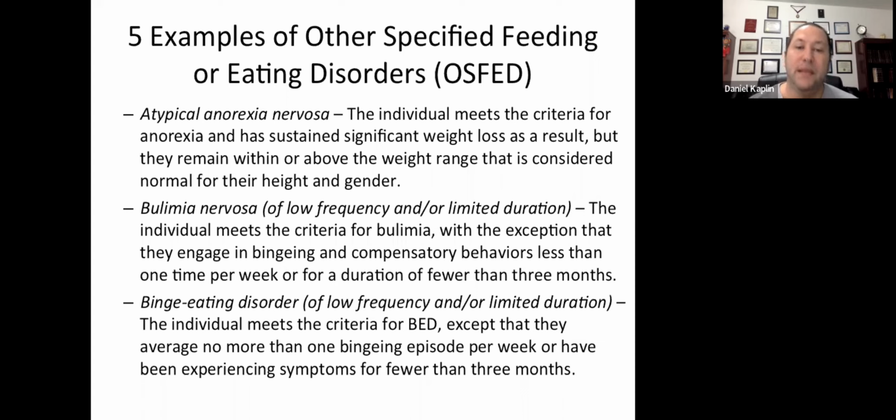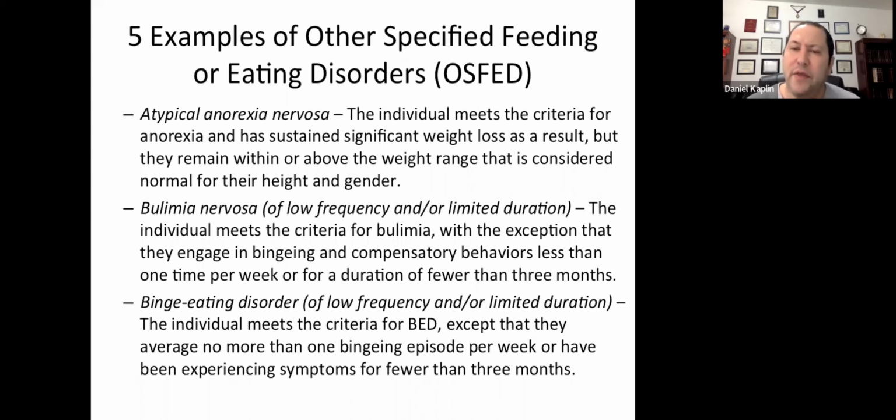We also have bulimia of low frequency or limited duration. So this is an individual who meets the criteria for bulimia, with the exception that they engage in binging or compensatory behavior less than 1 time per week. And if you go back to my earlier video, for bulimia, you have to have, even for a mild form, at least 1 binge per week. But this person has had fewer than 1 binge or compensatory behavior per week, or the duration is shorter than 3 months, which is the duration expected for eating disorders. So if this occurs, you have some of the features of bulimia, but you're not meeting all of the criteria. So we need to have some diagnosis for you so we can treat you.